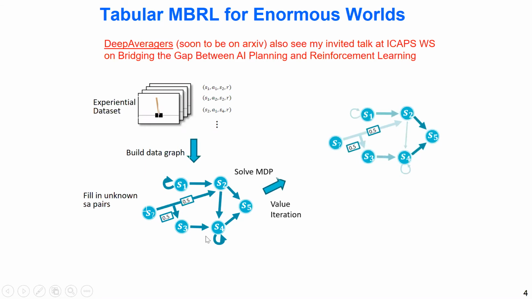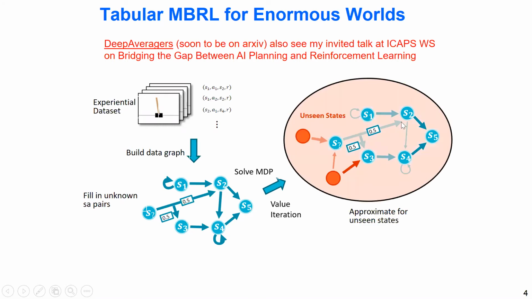This tabular MDP down here is going to be roughly the size of the data set. So if your data set is in the millions, you're going to have a million-state MDP here. Then you use value iteration to solve it. What we do is define this non-parametric MDP that has a very crisp notion of what you do with unseen states. Unseen states are handled by nearest neighbor lookups.